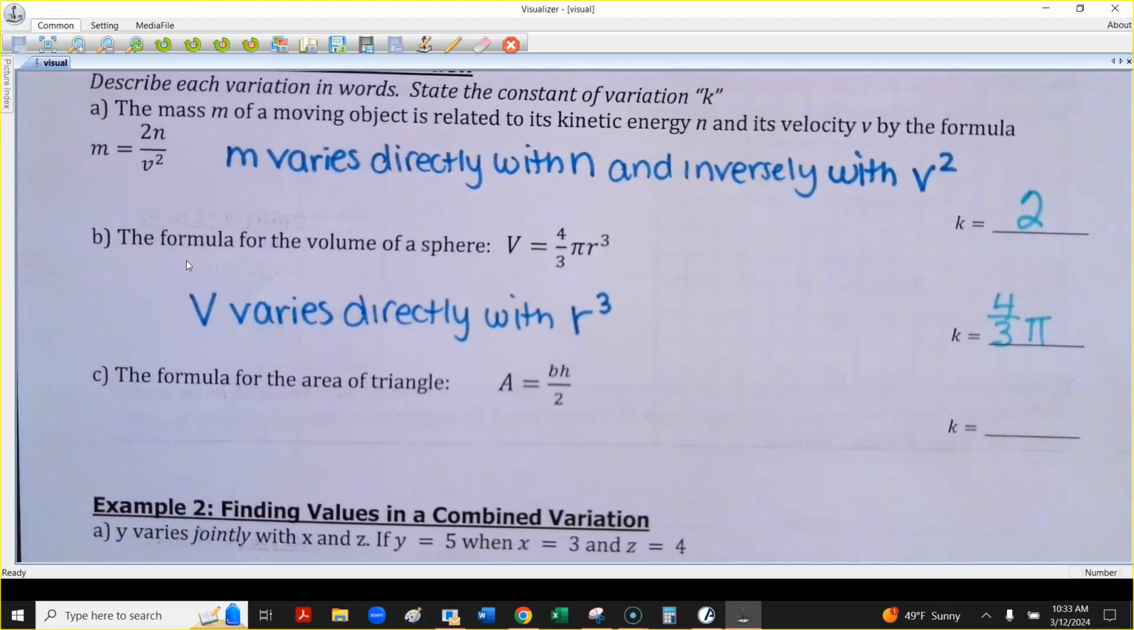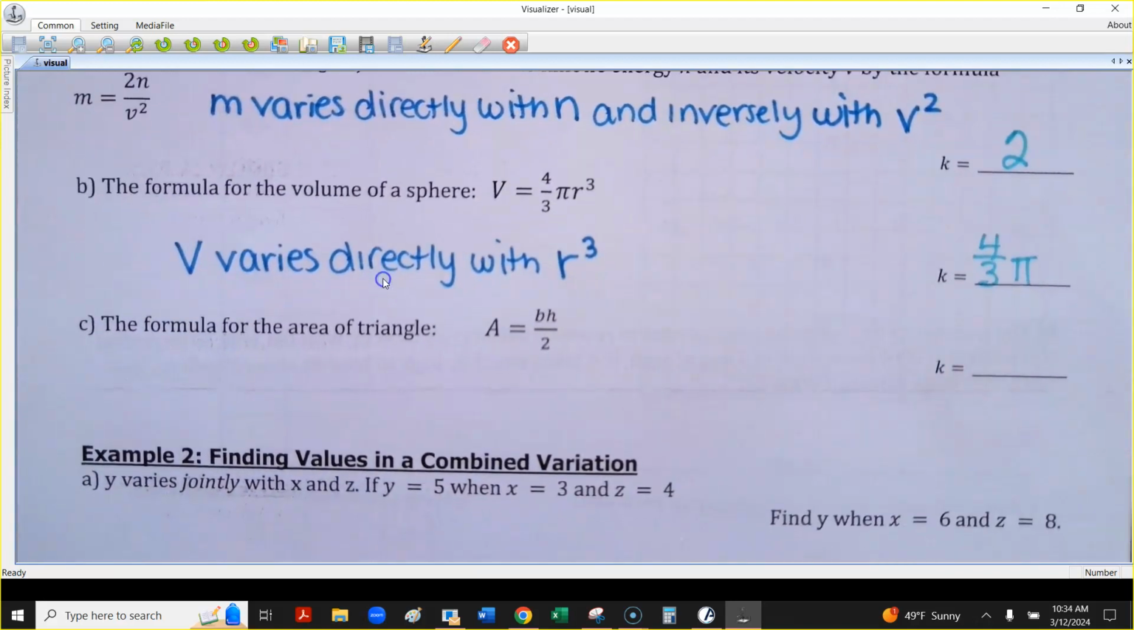All right, now the last one I think is very tricky. The last one is area of a triangle, base times height divided by 2. Anybody know what the k value is for that one? It's not 2. What's another way you can find the area of a triangle? Maybe a different way you learned how to do it.